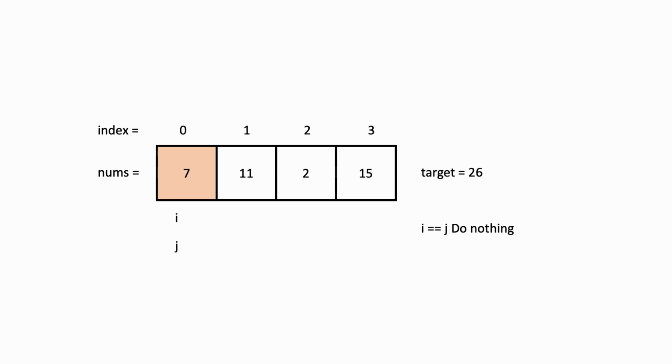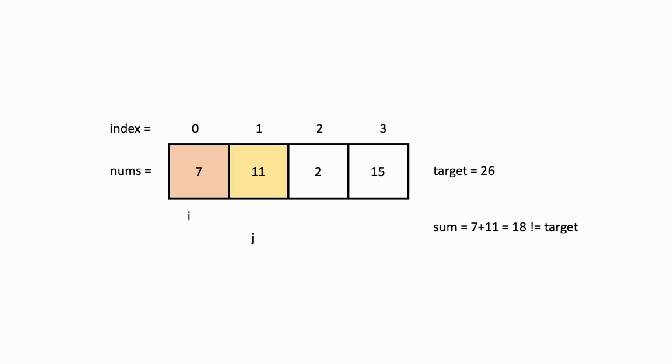Now let's start with this example test case where nums is 7, 11, 2, 15. Target is 26. Expected output is 1, 3 because 11 plus 15 is equal to the target. We'll have ith pointer for the outer loop and jth pointer for the nested loop. We'll initialize i and j equal to 0. If i and j are equal, then we do nothing. We increment the jth pointer.